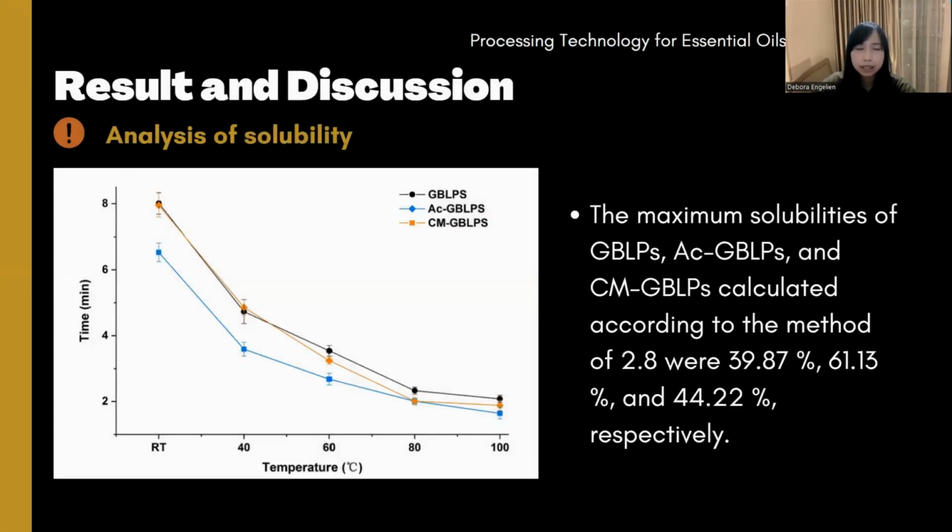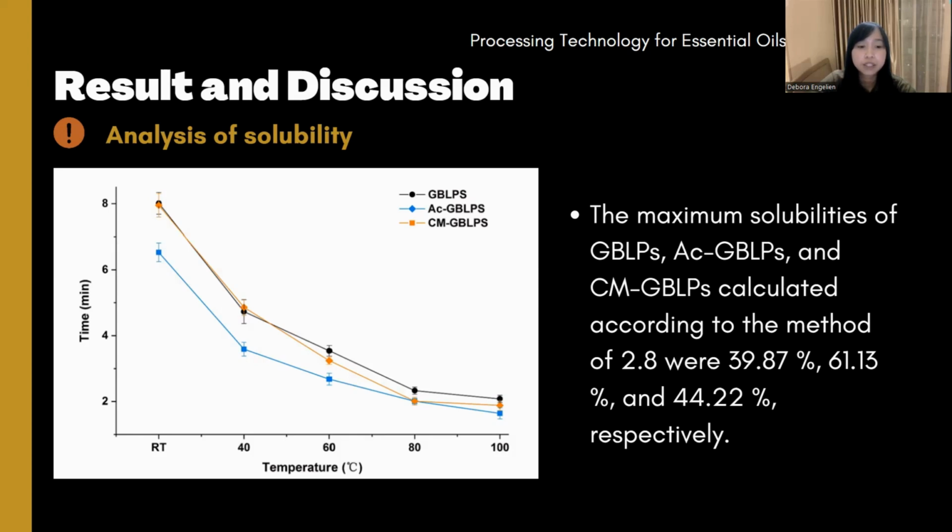And then next, we're gonna discuss analysis of solubility. Macromolecular polysaccharides are almost insoluble in organic solutions, and some polysaccharides have a certain solubility in water. Solubility is an important index to evaluate the application value of polysaccharides. So the solubility of the three polysaccharides was evaluated by dissolution rate and maximum dissolution amount.